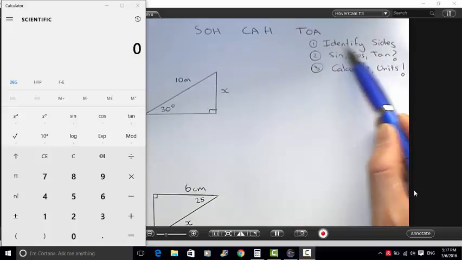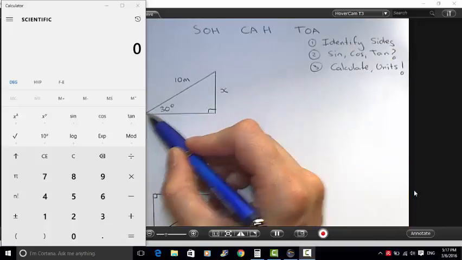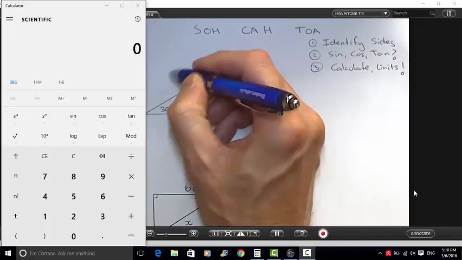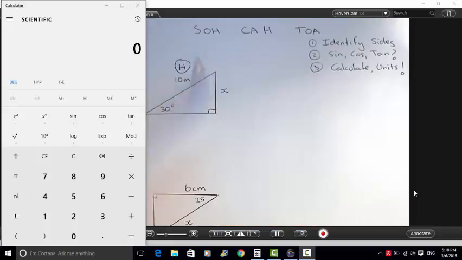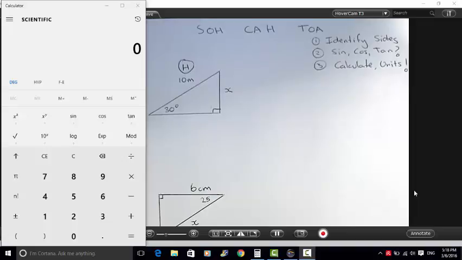First of all, we need to identify the sides. Okay, we should all know that the hypotenuse is opposite the right angle, it's the longest side. We can label the hypotenuse there. Okay, just from Pythagoras we learnt what the hypotenuse was.